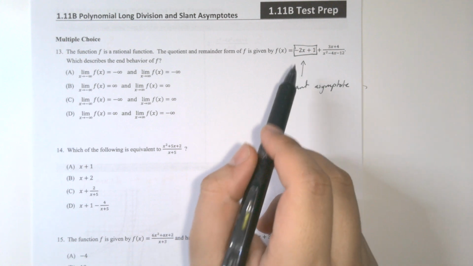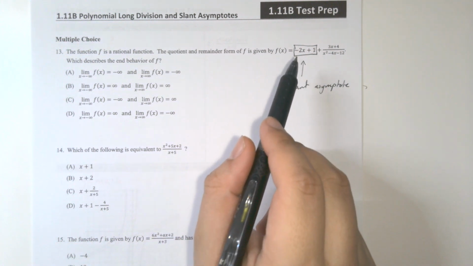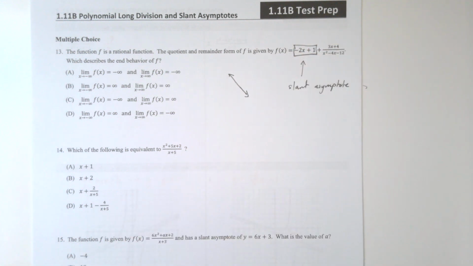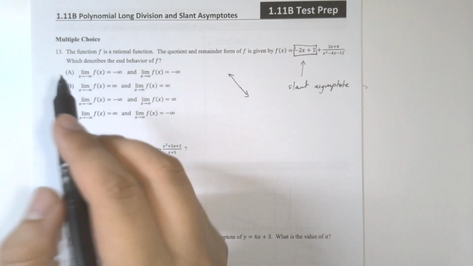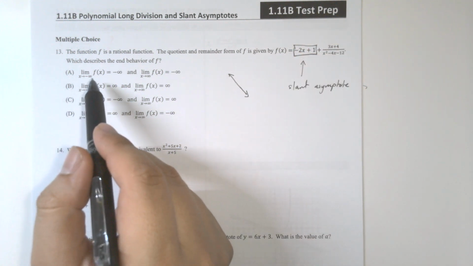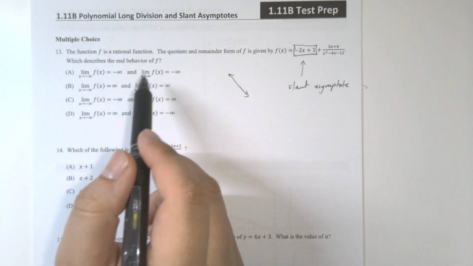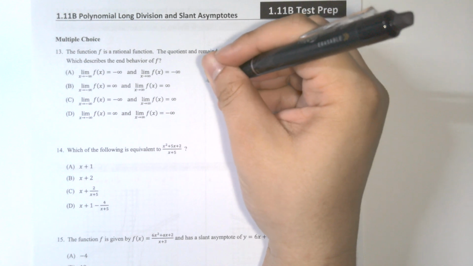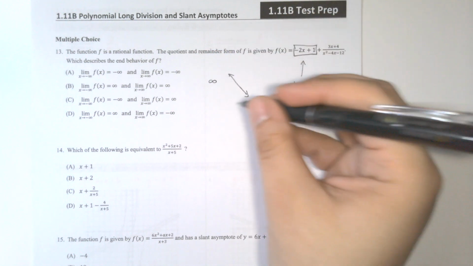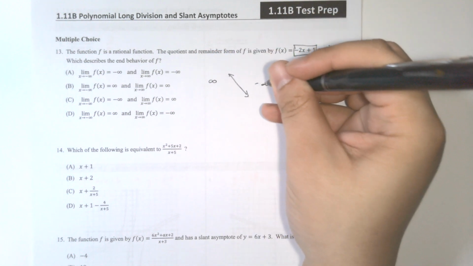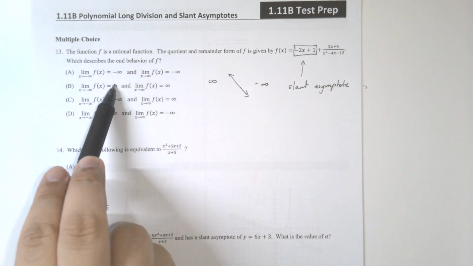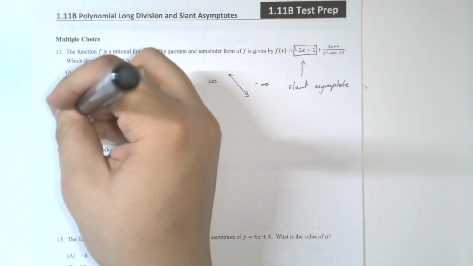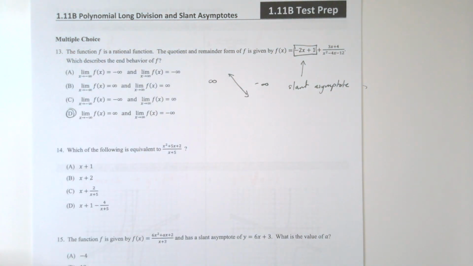And because this is a line and it has negative slope, it's going to look like that. And so let's see, as x goes to negative infinity, as x goes to positive infinity, we just need this to be a positive infinity on this end, a negative infinity on that end. So positive, positive, positive, negative. So our choice is D.